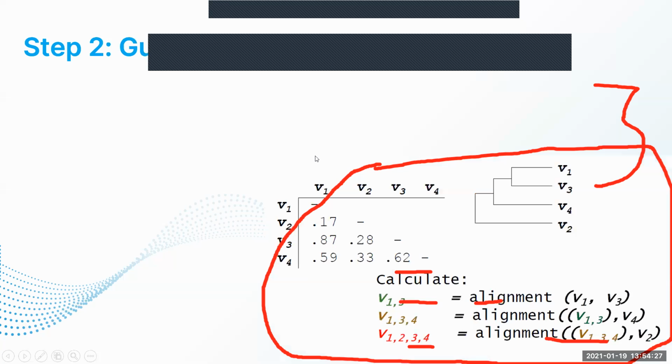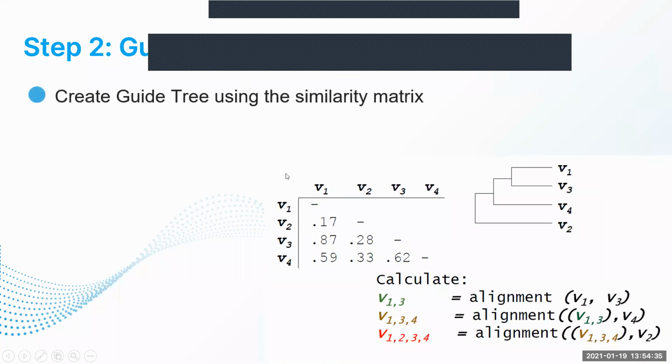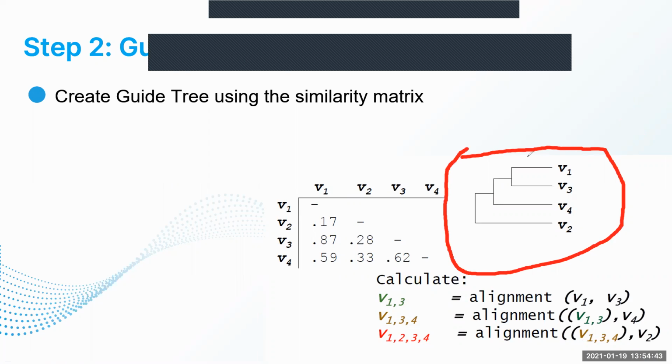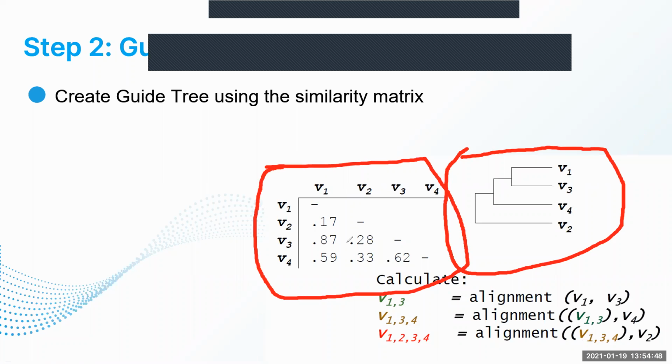Then, based on these values, you create a guide tree. This is the guide tree, based on this similarity matrix. Suppose you go one by one. V2 with V1 has a smaller value. The biggest value is V3 with V1, so we put V3 and V1 closely, in a place like this.